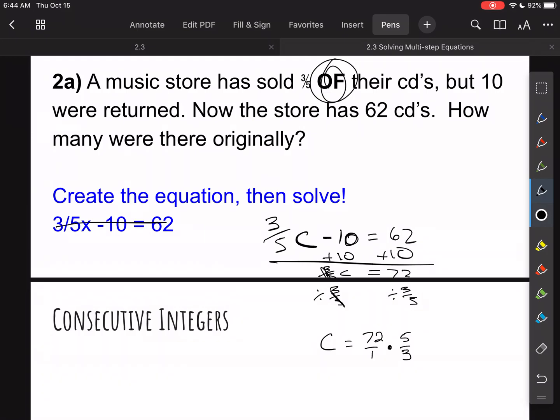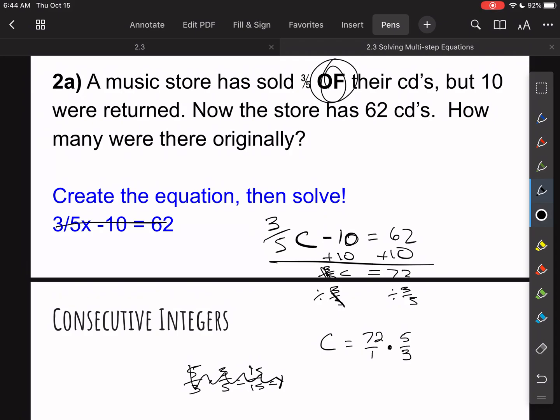Okay, and this makes sense because if you take 5 over 3 and you multiply it by 3 over 5, you end up with 15 over 15, which is equal to 1. So we do know that that is the opposite operation, right? So we can prove that out. But anyway, let's simplify this before we multiply it out.